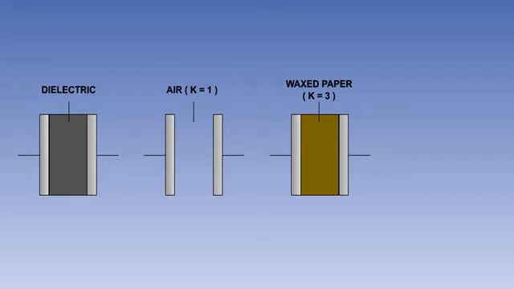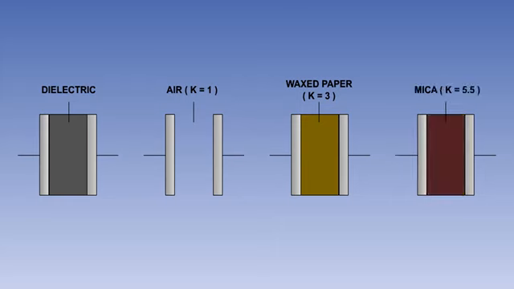Waxed paper is a commonly used dielectric. It has a K value of about 3. So a capacitor having wax paper as its dielectric would have 3 times the capacitance of the same capacitor having air as its dielectric. Mica is another commonly used dielectric. It has a K value of about 5.5.